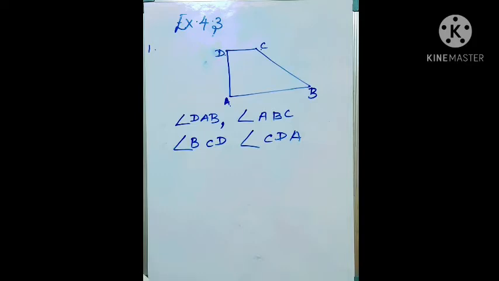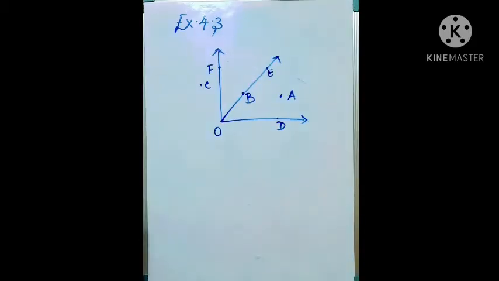Next, C sum. On the angle EOF. On means it should be on the point. So angle EOF, what is the point? B is there, isn't it? Point B is on the line. Is it clear? Now second sum.